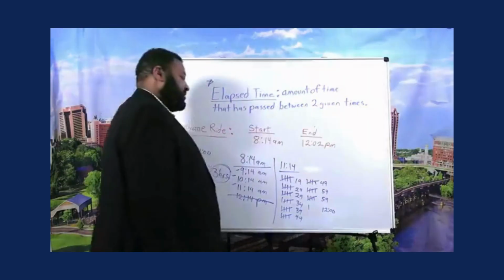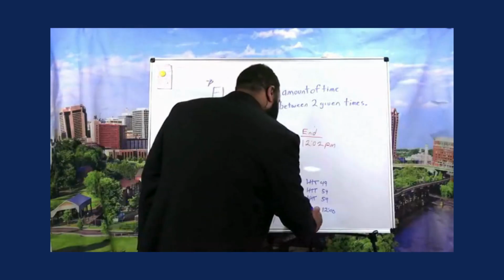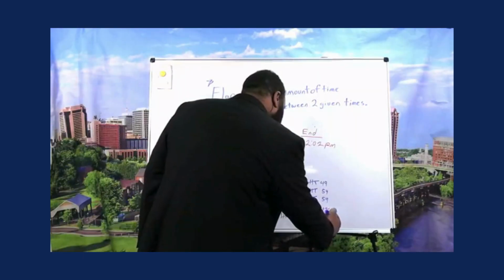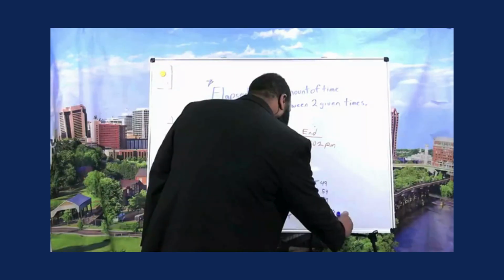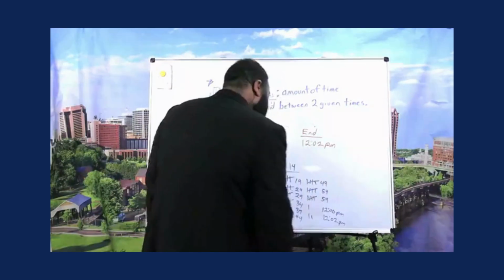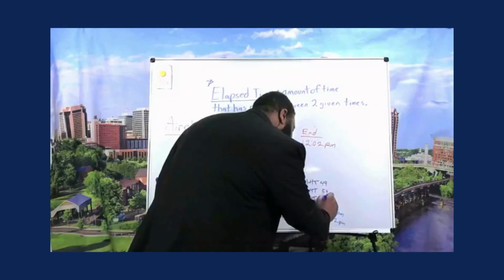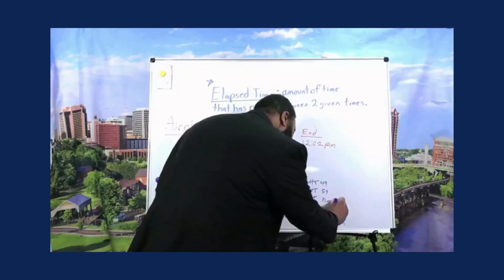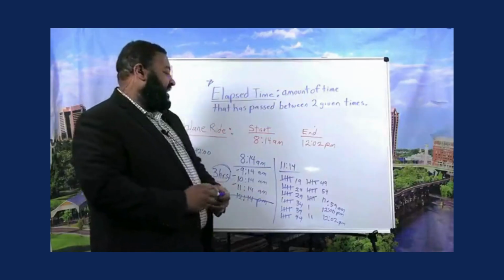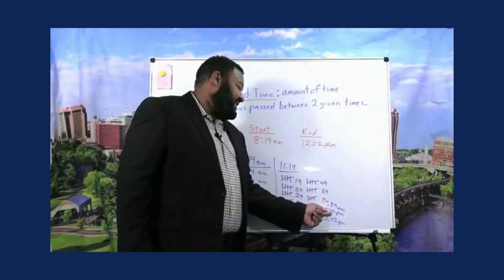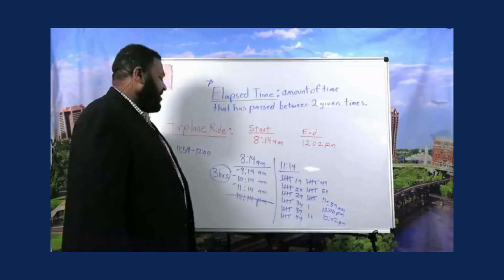But am I done? No. Because now I got to go to 12:02. And so now I just put two more tally marks. 1, 2. And it's now 12:02 p.m. Because once again, it's 11:59 a.m. right here, and from 11:59 to 12 o'clock, it switches over from a.m. to p.m.